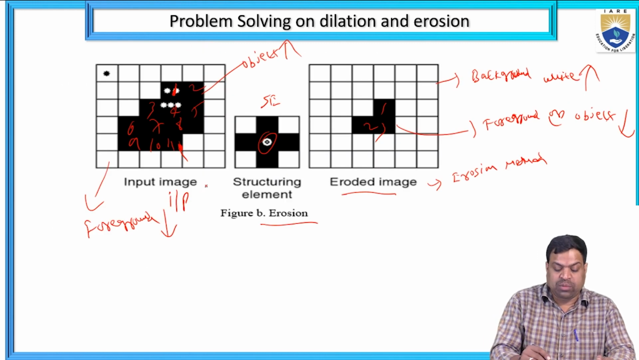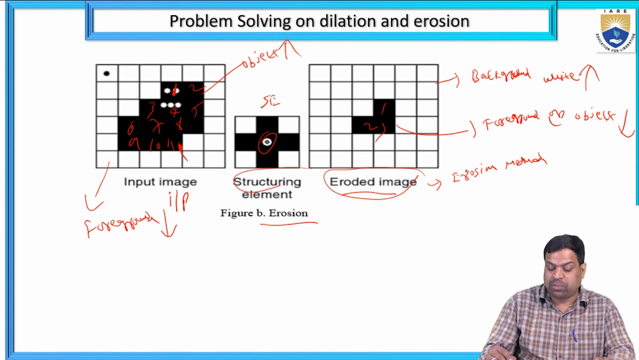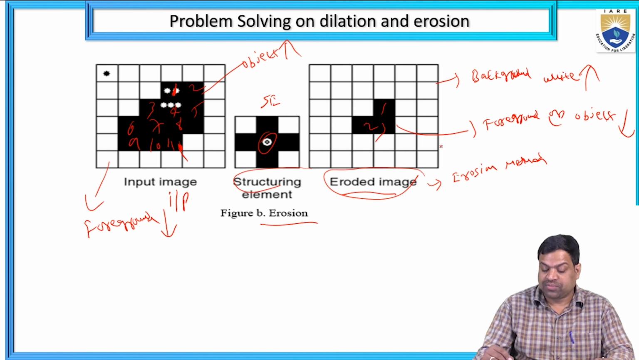So it is the input image and the structuring element. It is the eroded output. So what does the eroded output mean? What will happen? Erosion method.